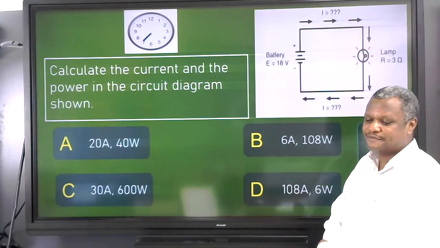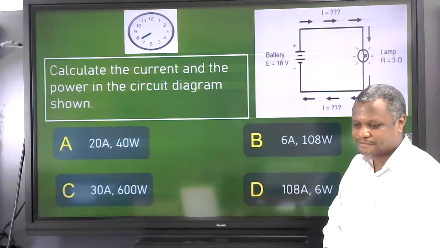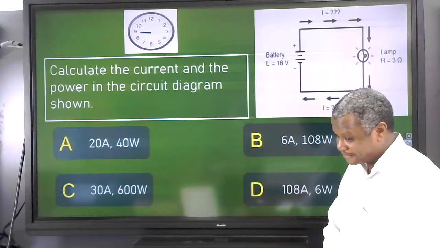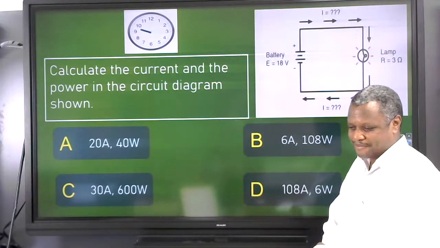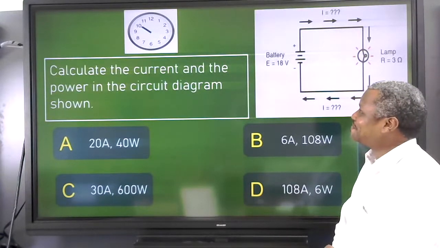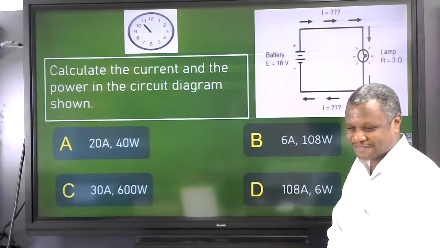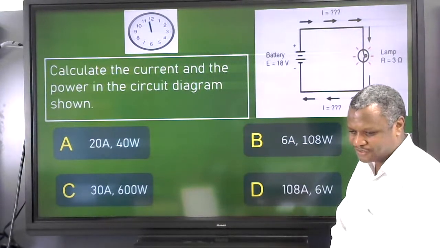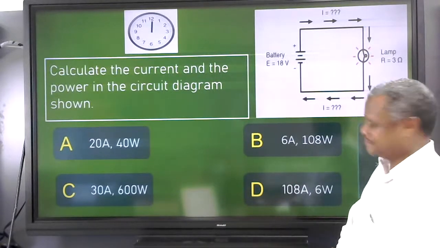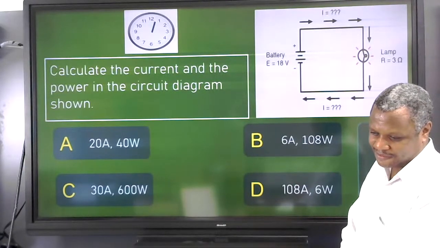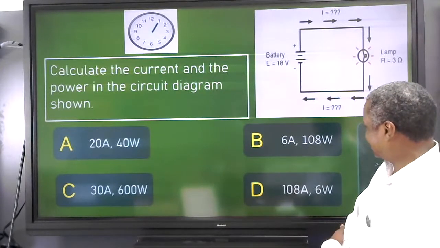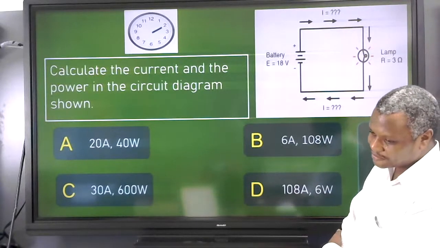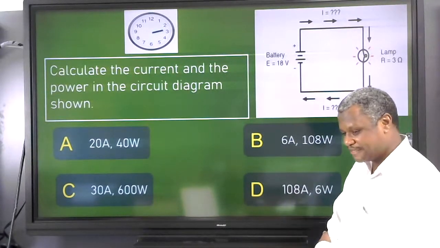3 room 8, number 4, B. 3 room 8, number 1, B. Okay. I still have another maybe about 1 minute and 5 seconds. 3 room 8, number 23, B, correct. 3 room 7, number 15, B, 6 amperes, 108 watts. 3 room 8, number 23, B, correct.